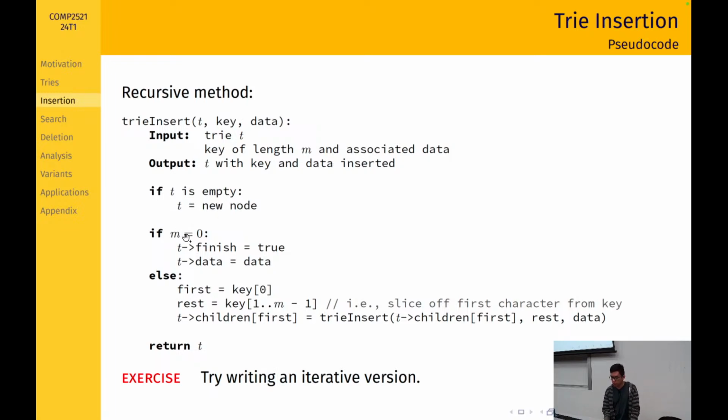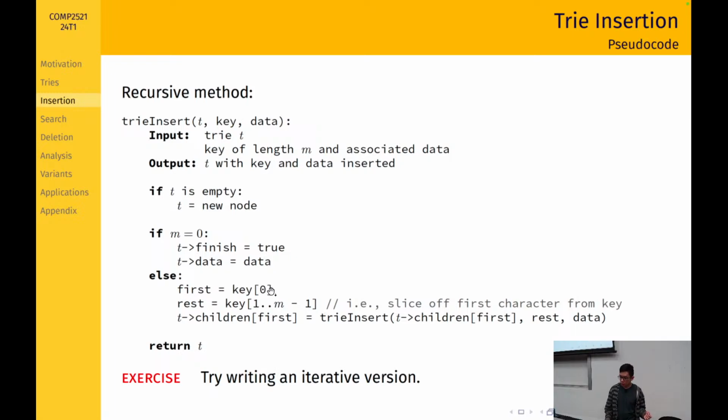First of all, if M is equal to 0, so if the key is empty, that means we've reached the end of our path in our walk through the trie. So that means T is going to be the last node on this path. So we're going to set the finish boolean to true, so we'll mark it as a finishing node, and we're going to insert the data. Okay? So that is what happens if we reach the end of our key. Otherwise, we're going to grab the first character from the key.